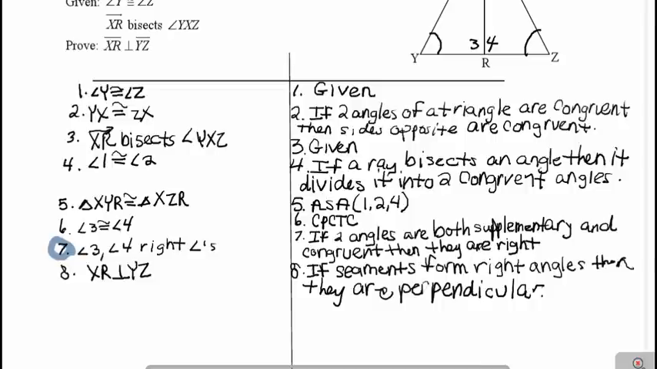So hopefully now you have a better understanding of when to use this new theorem about right angles. Look for those keywords such as perpendicular, altitude, anything that indicates right angles. That is when you're going to need to use this new theorem in a two-column proof.